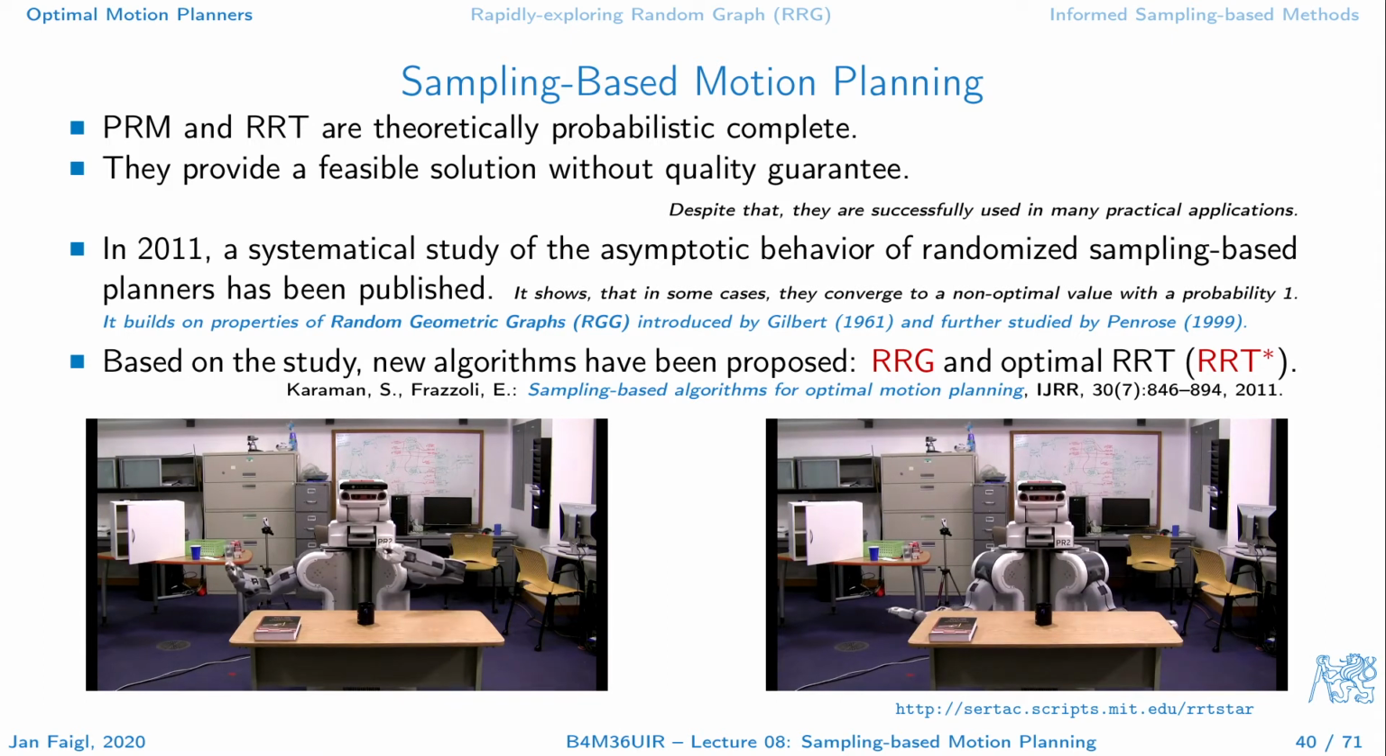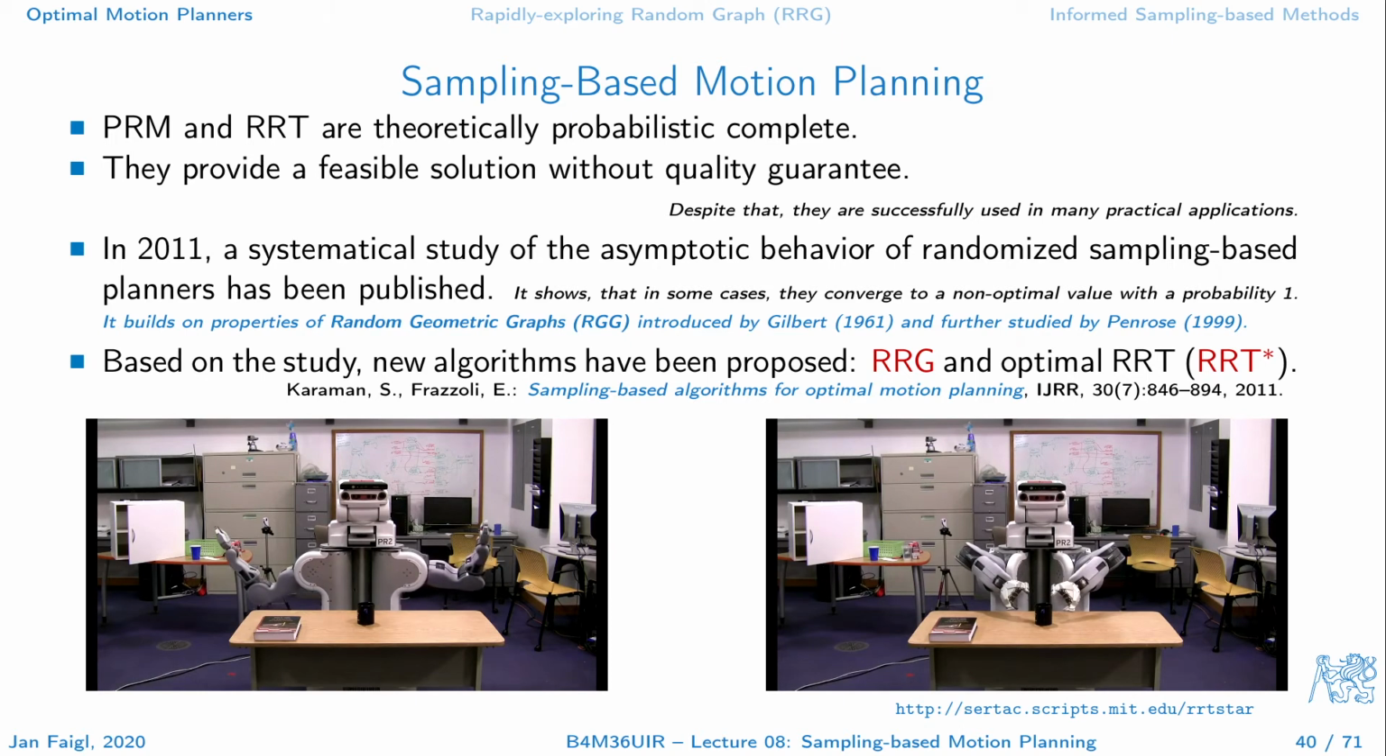And there was, let's say, one major milestone in 2011. That was the systematic study of asymptotic behavior of randomized sampling-based planners, based on the mathematical properties of random geometric graphs, RGG, that had been introduced by Gilbert in 1961 and further studied by Penrose. But in 2011, Karaman and Frazzoli considered this and provided it to the robotics community.